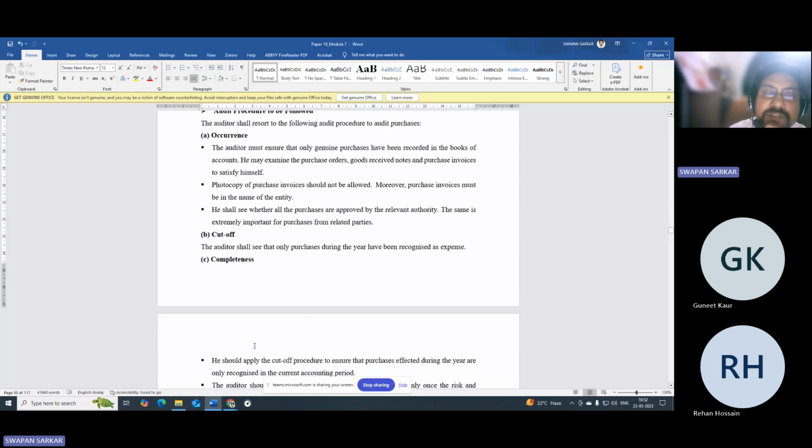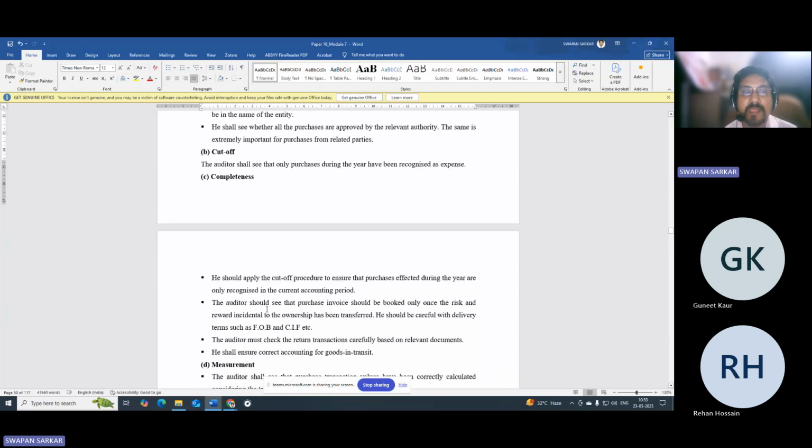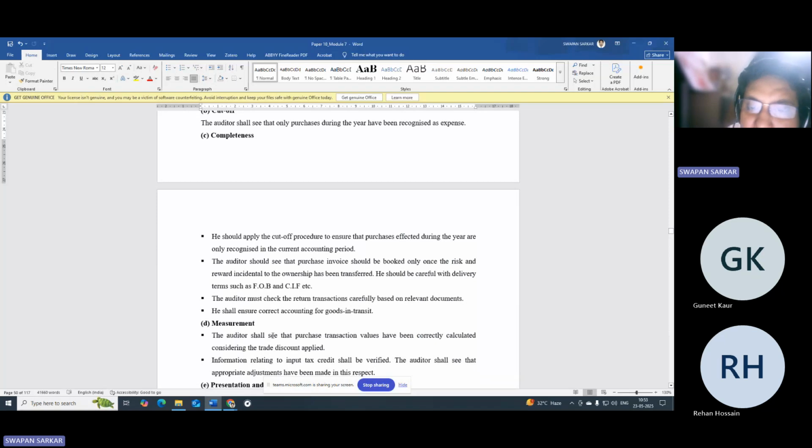Cutoff. The auditor should see that only purchases during the year have been recognized as expense. Then completeness. He should apply the cutoff procedure to ensure that purchases effected during the year are only recognized in the current accounting year. The auditor should see that purchase invoices are booked only once the risk and reward incident to the ownership has been transferred. He should be careful with delivery terms such as FOB and CIF. The auditor must see the return transactions carefully based on the relevant documents, and he shall ensure correct accounting for goods in transit also.